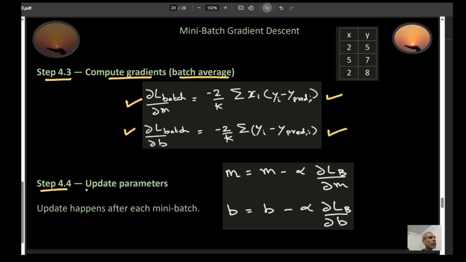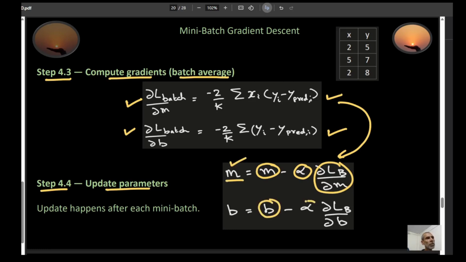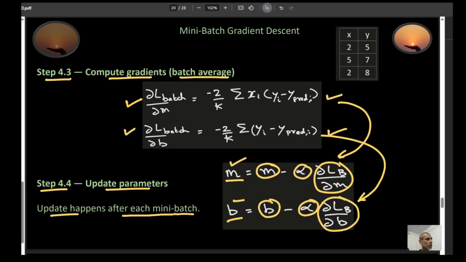Step 4.4, now you update your parameters. You know your old value of M, you know your alpha, you know this number, which is basically this right here, and this way you can calculate your new value of M. You can do the same thing with B. This is your old value of B, you know your learning rate, you know this value, this actually is from here, and now you know your new B right here. Okay, this update happens after each mini batch.